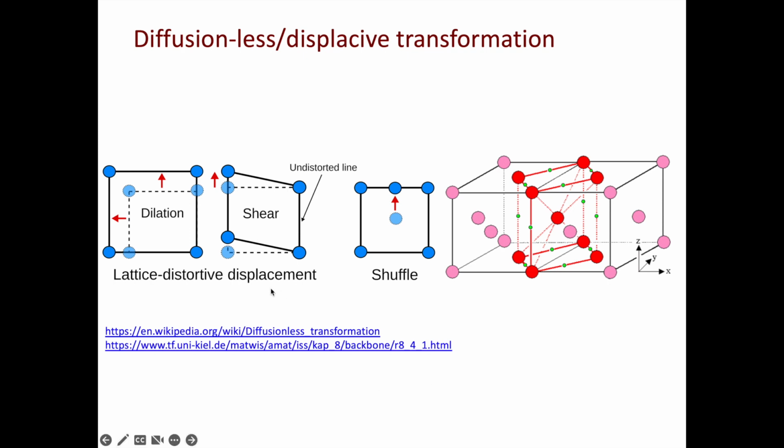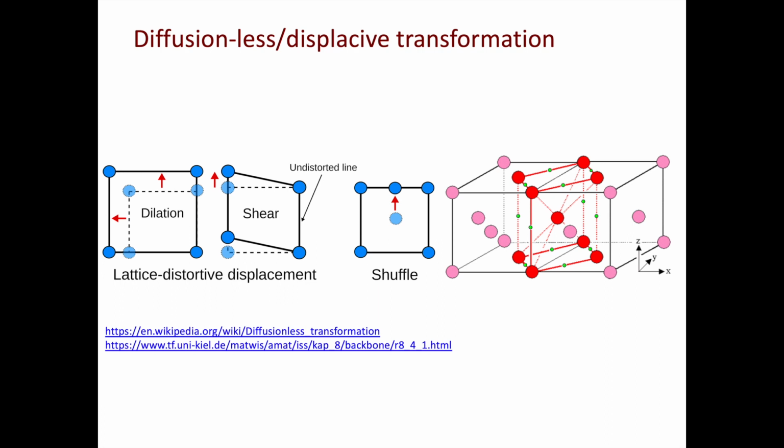Let's look at a few examples of simplified Martensitic transformation. Martensitic transformation can accommodate dilation, shear, or shuffle. Again, in these simplified examples, you can see that in Martensitic transformation, the atomic movements are limited or constrained by the unit cell, and the phase transformation is usually accompanied with a shape change.